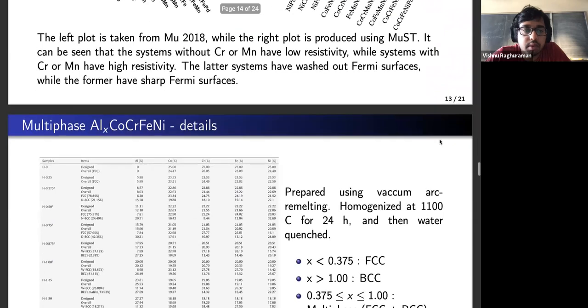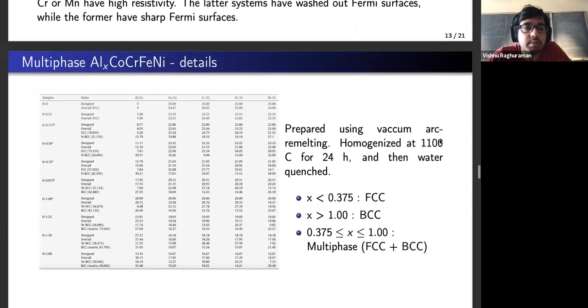Okay, so now we thought we'd apply it to some high entropy alloys. Specifically, we want to apply it to this aluminum, cobalt, chromium, iron, nickel system, where we vary the amount of aluminum. This is an interesting system because we took this experimental data where they had used vacuum arc remelting, and they had homogenized it, basically kept it at 1100 Celsius for a day, and then quenched it. This is what they call their as-homogenized samples.